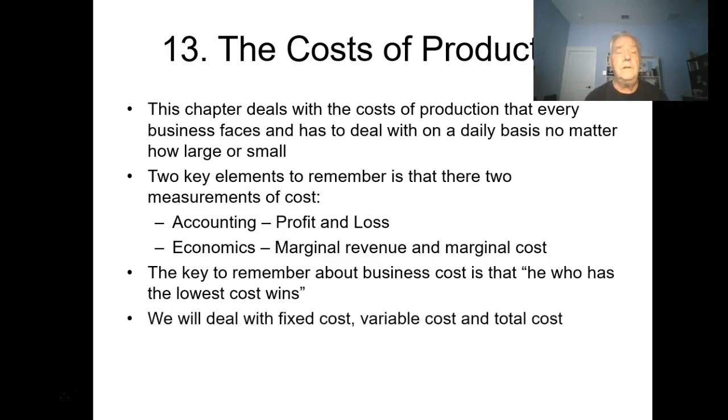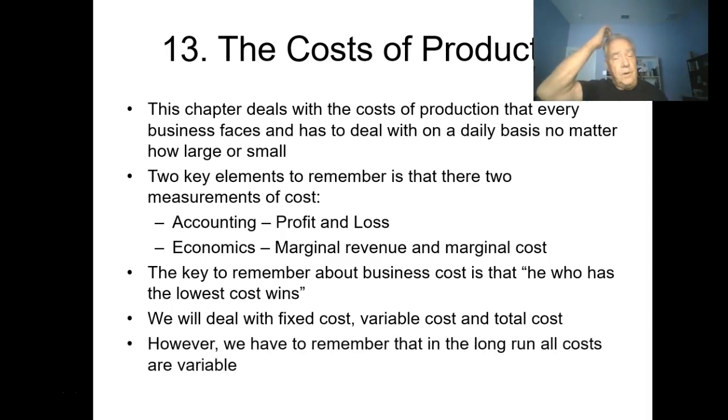So in doing this, we're going to deal with fixed cost, variable cost, and total cost. Now, when we talk about fixed cost, variable cost, and total cost, we're talking about cost per unit. So in every case, we're always dividing the units into the total fixed cost or the total variable cost or the grand total cost.